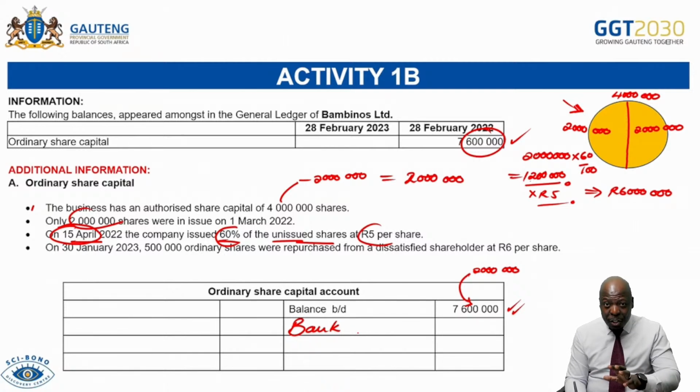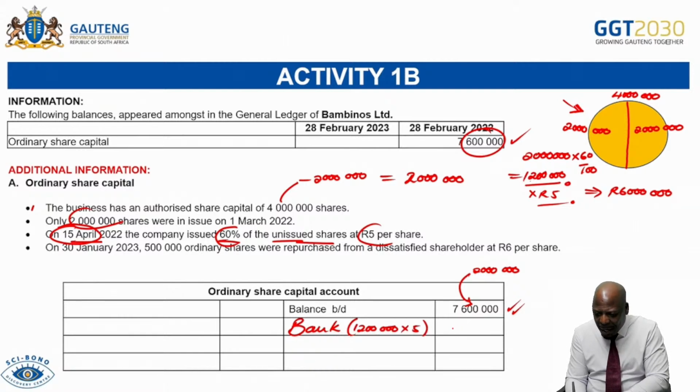You want me to show the calculation? Okay, let me do that. I'm going to show you here that I issued 1.2 million shares and each share was at 5 rand. That is going to give me 6 million. Are we good? All right.